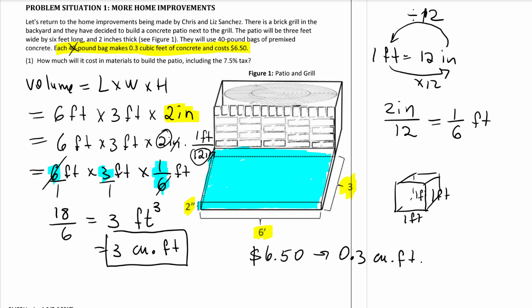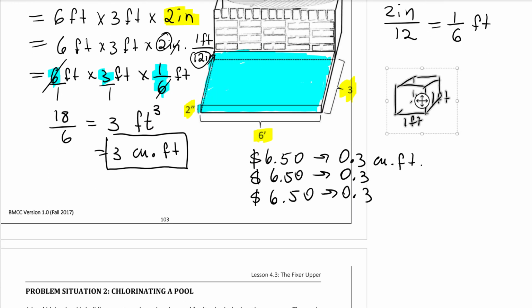So that's $6.50. Another $6.50 will get you another 0.3. And then another $6.50 gives you another 0.3. You understand? So each $6.50 gives you 0.3 cubic feet of concrete. Well, you need a total of 3 cubic feet. So my question to you, how many bags is that? I'll give you a moment.